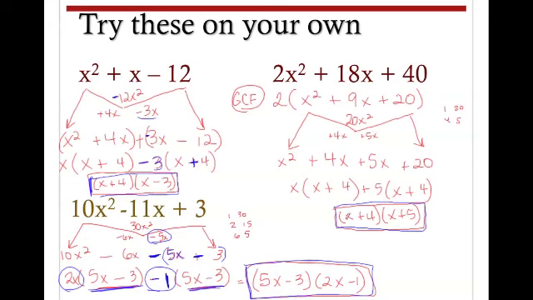Also, I noticed I made a major mistake over here. I factored out my greatest common factor, but I failed to bring it down here. Another common mistake that I made too. So I have to remember to bring all my factors down. So the complete answer for this problem should be 2 times x plus 4 times x plus 5.